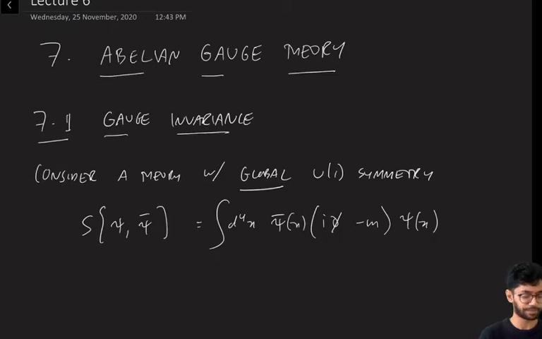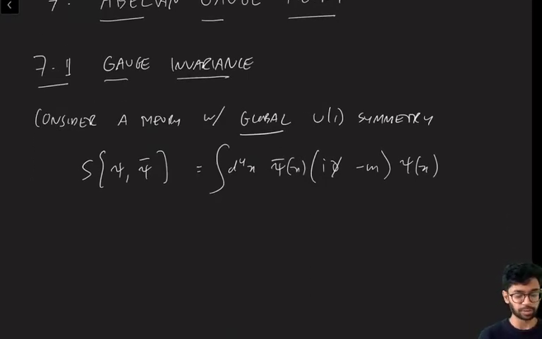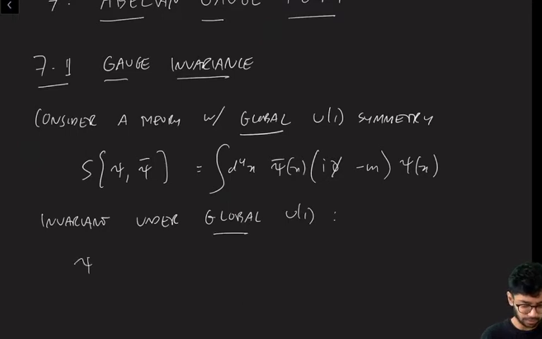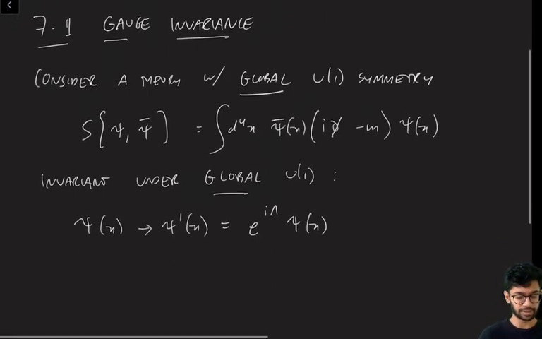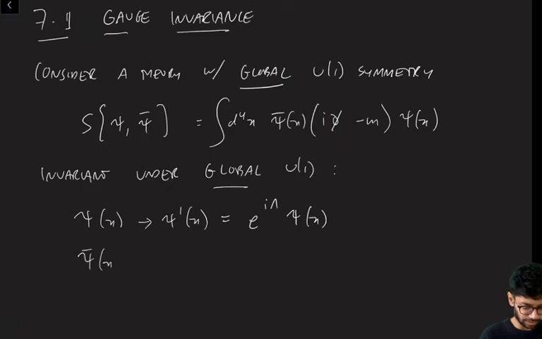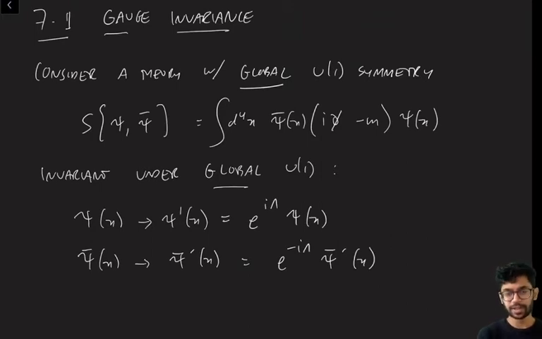psi of x. Now, this theory is clearly invariant under a global U1 phase rotation, which I write down for you. Psi of x goes to psi prime of x, where psi prime of x is related to psi of x by a factor of e to the i lambda. So I'm rotating psi by a phase, and I'm calling the rotated psi psi prime. And similarly, of course, psi bar of x goes to psi bar prime of x, which is e to the minus i lambda times psi bar, because psi bar is mostly psi conjugate. So the theory is clearly invariant under that. You can see that psi and psi bar always appear together, and so the two phases cancel.